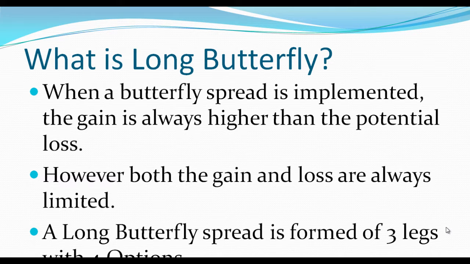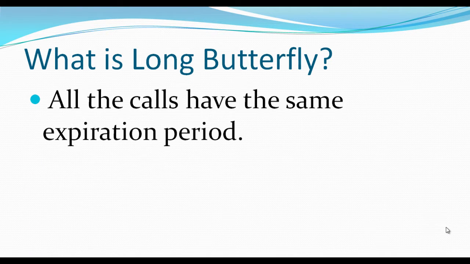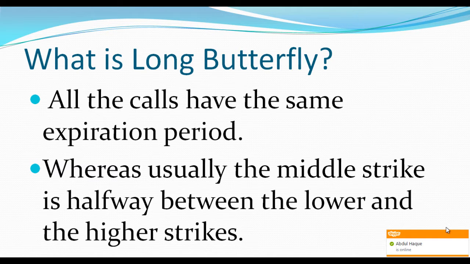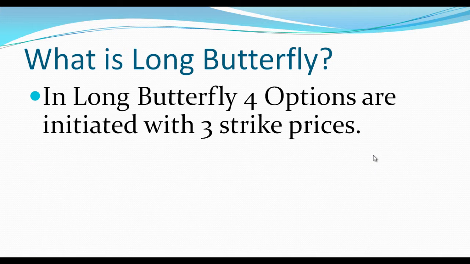A long butterfly spread is formed of 3 legs with 4 options. All the calls have the same expiration, so they all expire at the same time and end the strategy at that time. Usually the middle strike is halfway between the lower and higher strikes. In a long butterfly, 4 options are initiated with 3 strike prices.